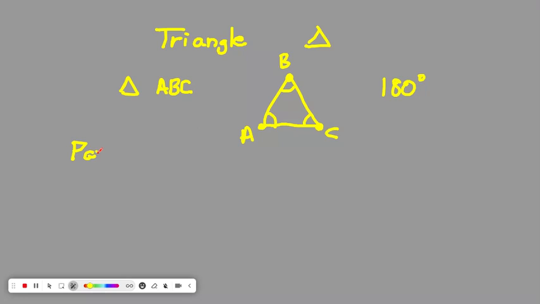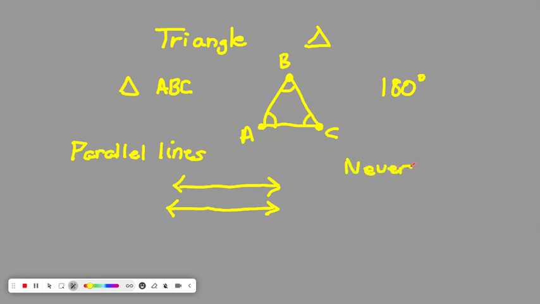We have parallel lines. So in geometry, parallel lines never meet. They're just two lines that will never meet. They're always the same distance apart. They never meet. Big thing for parallel lines. Never meet. They're just waving to each other from a distance.